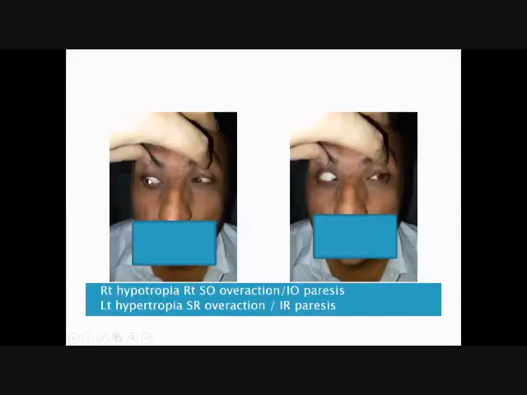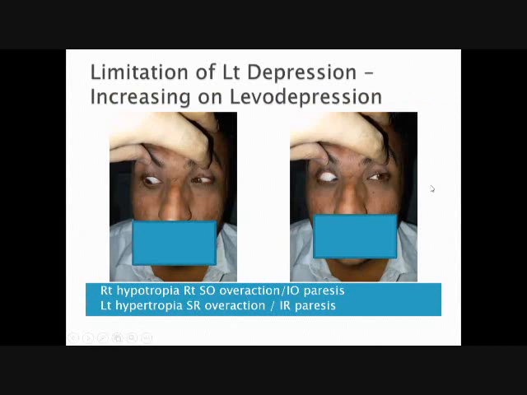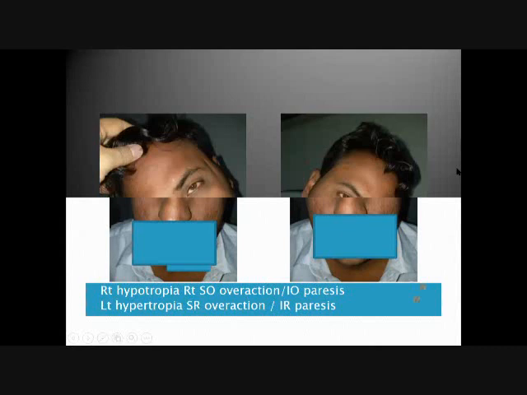And here we can see hardly any difference, but in levo depression, you can see the right eye has gone down, but in the left eye there is limitation of depression. So limitation of depression means that the inferior rectus is not functioning well. So you can identify which muscle is paretic. Limitation of left depression and increase on levo depression. Right. So the next step is tilting the head.